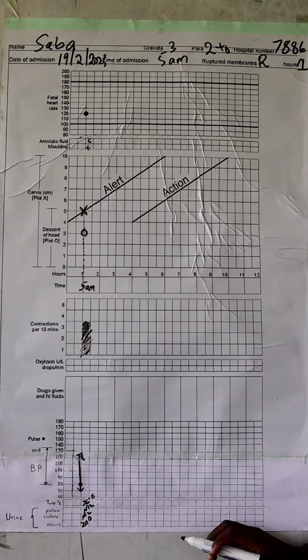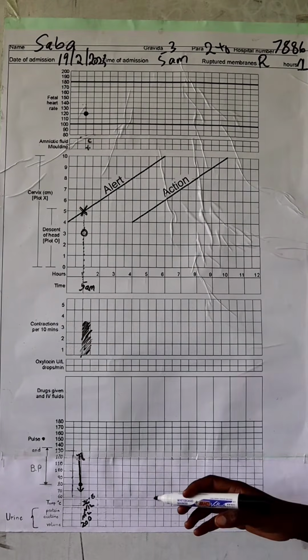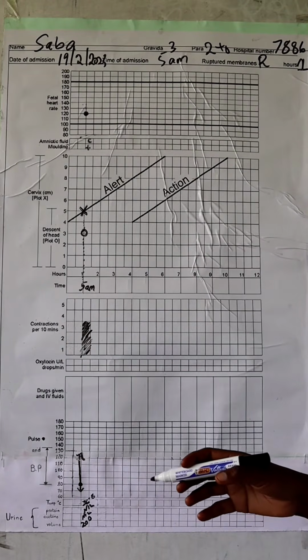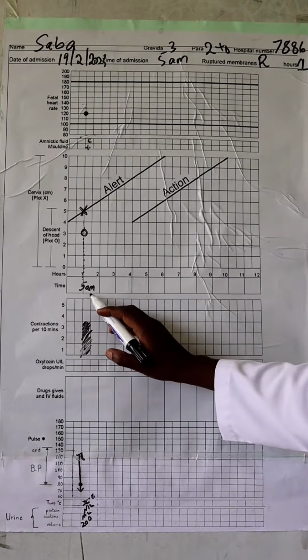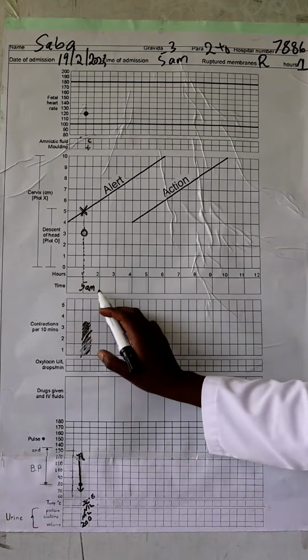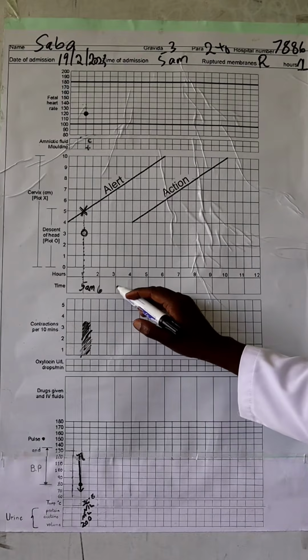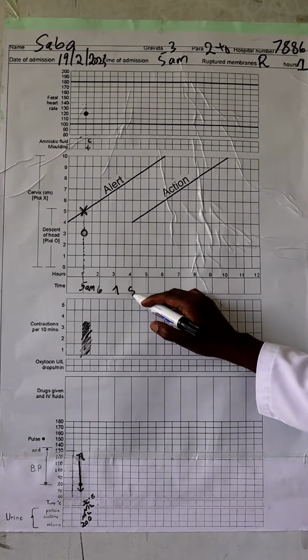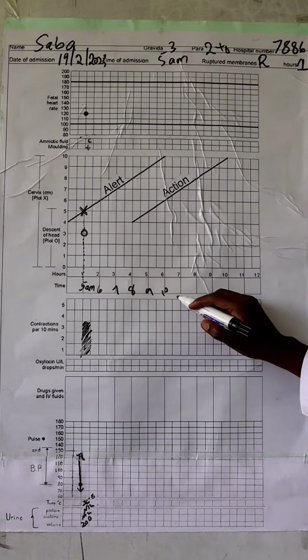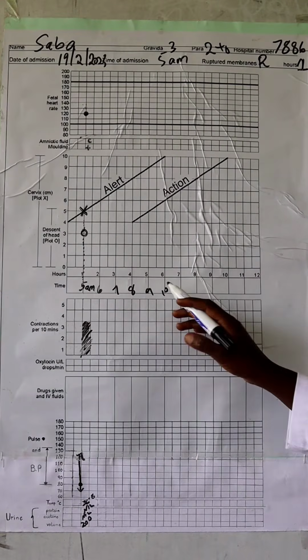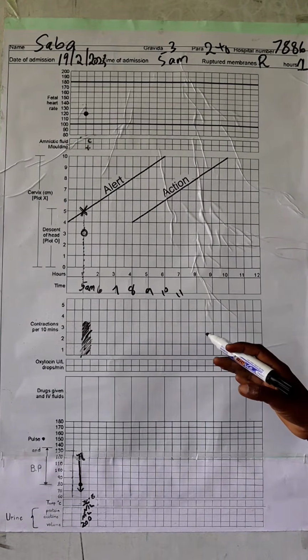Let's now chart the contractions. Let's plot the contractions on the partogram. So at 5:30, remember this is 5 a.m. and then immediately, so let's write the hours. So this is 6, this is 7, this is 8, 9, 10, 11. So you continue like that. Every big box represents 1 hour.